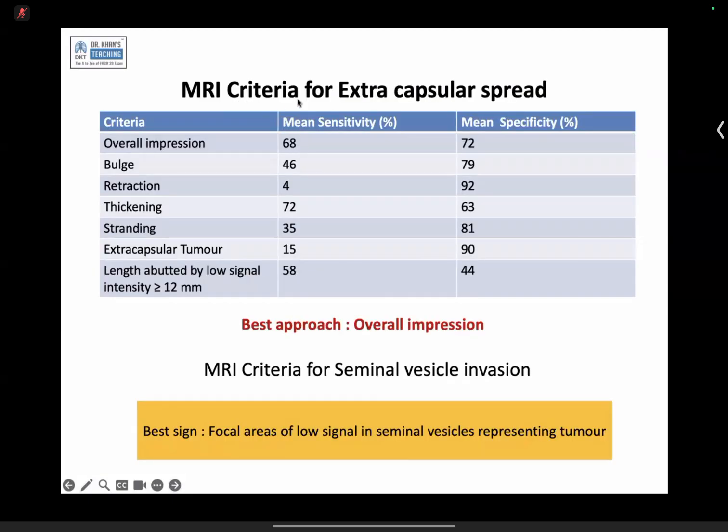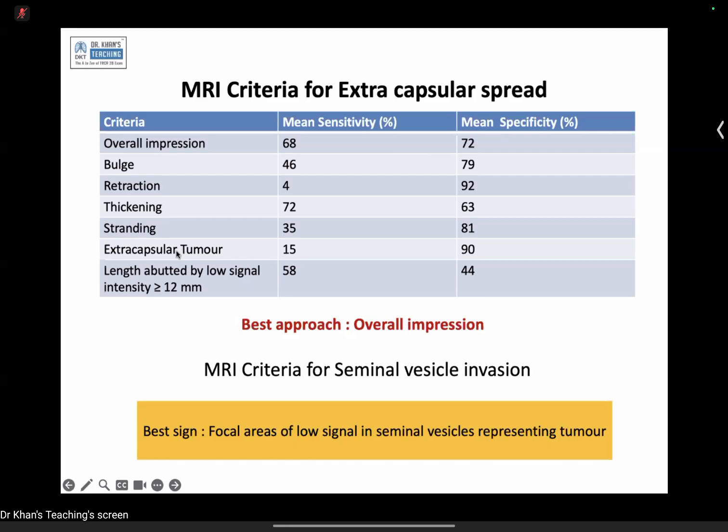Now, what is the MR criteria for extracapsular spread? Studies have shown all of these, and the fat stranding, which you saw in the case which I showed you, is, I think, one of the easier things to pick up. But you can have a bulge of the capsule, there can be retraction, there can be thickening, there can be stranding.